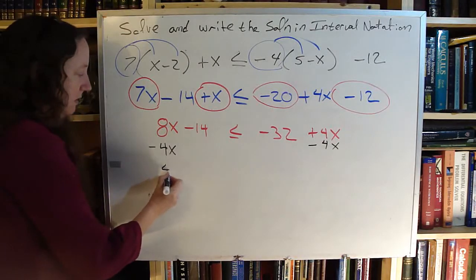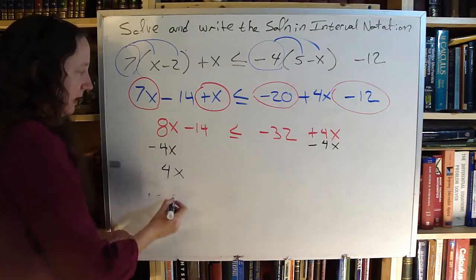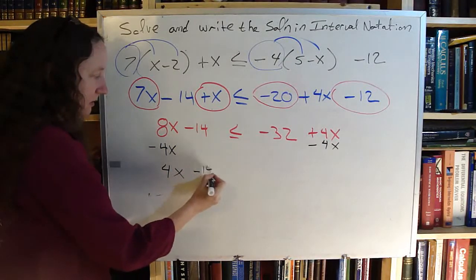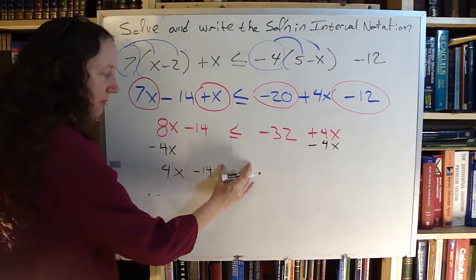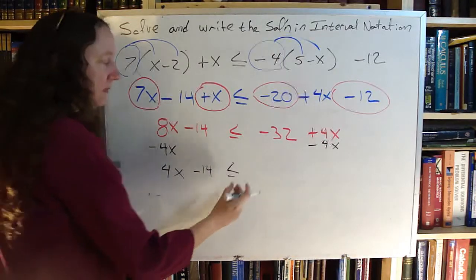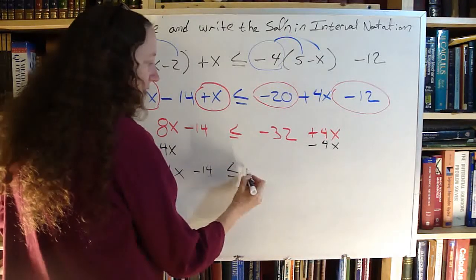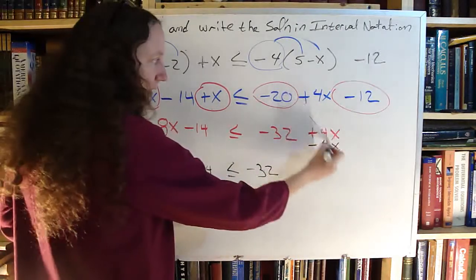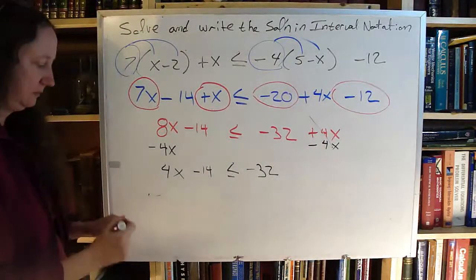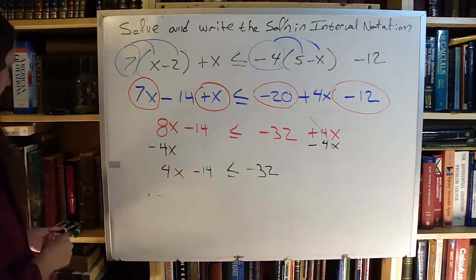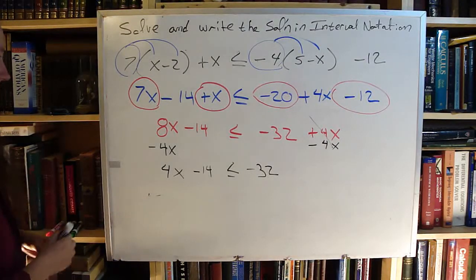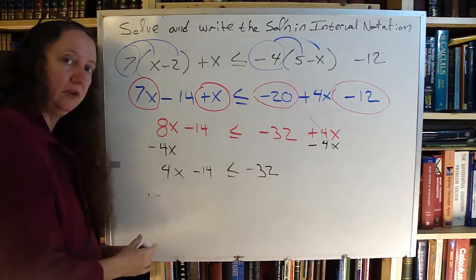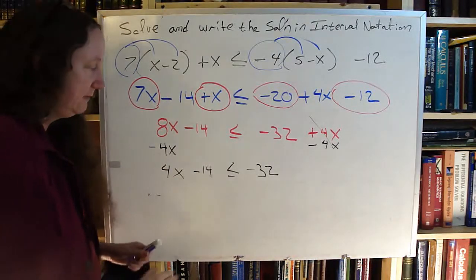8 minus 4 is 4x. Carry down my minus 14. Carry down my symbol. Carry down my minus 32. Negative 32. And they canceled out. Only one time do I see my x now. Now I can start actually solving for it.